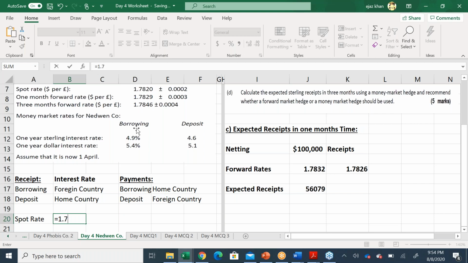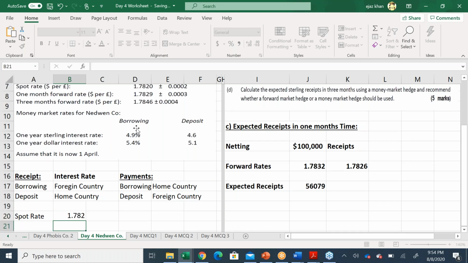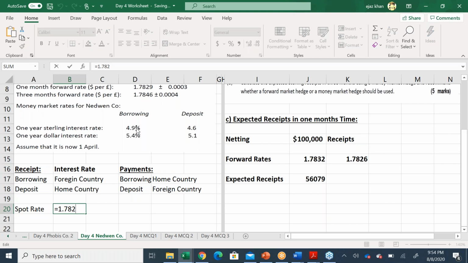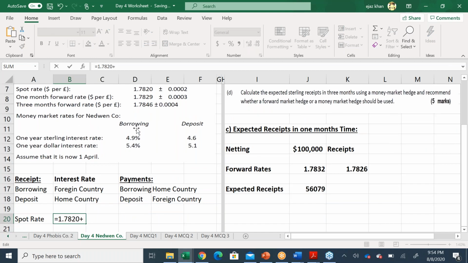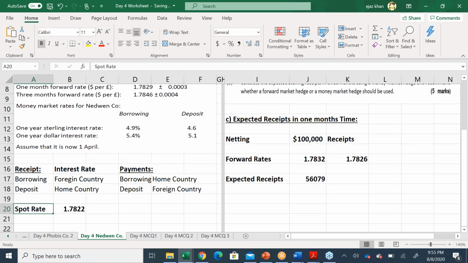So 1.7820. You just have to look at which rate will benefit the bank. So here the higher one, yes. 1.7820 plus 0.0002. So that's the spot rate. That's going to be the rate applicable here.